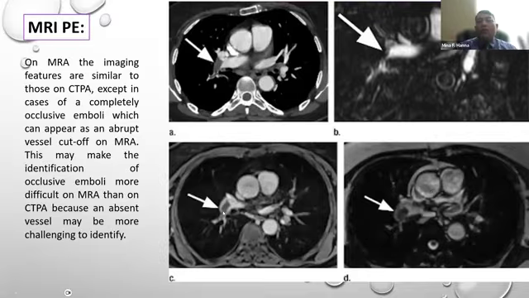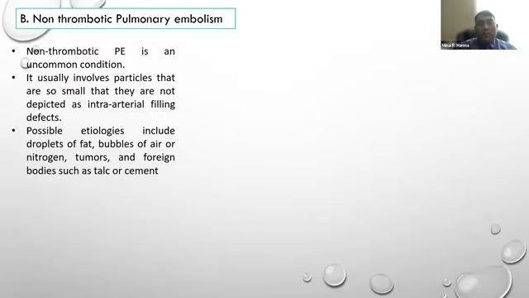But usually we don't do an MRI in acute settings unless the patient is contraindicated for CT, definitely can't withstand CT, contrast sensitivity, pregnancy. If the MRI is available, we can substitute the CT with the MRI.